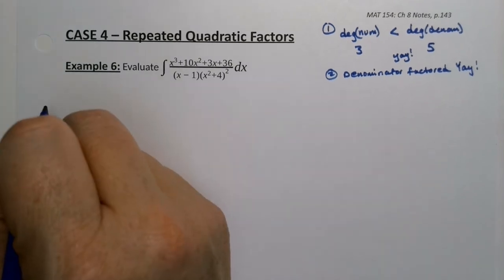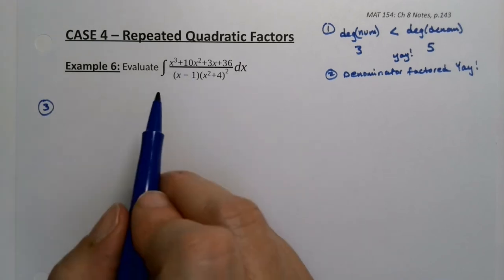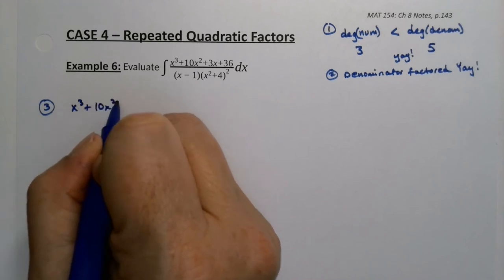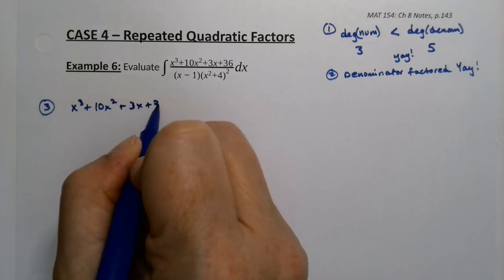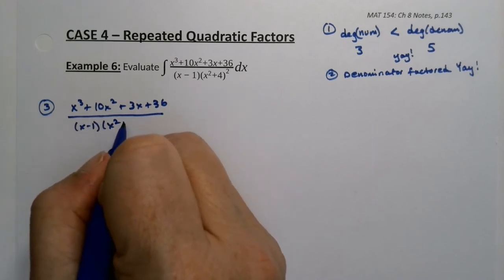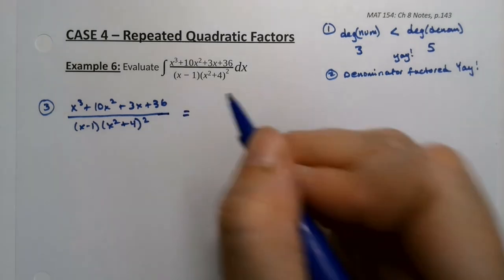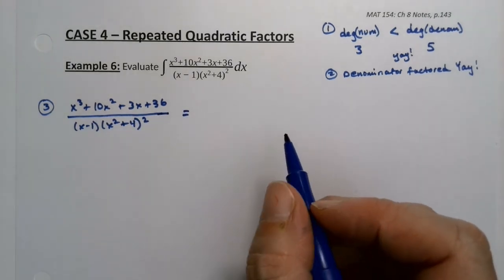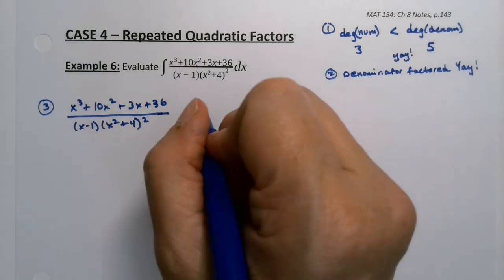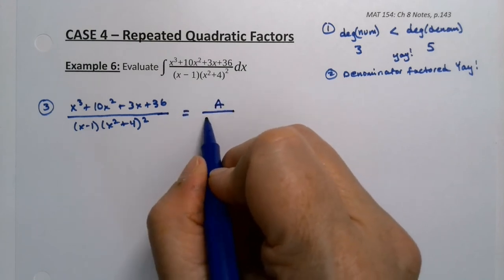All right, so step 3. I'm going to rewrite this with repeated quadratic factors. So it's x cubed plus 10x squared plus 3x plus 36 over x minus 1 times x squared plus 4 squared. Don't write the integral symbol. It's just not necessary. We're not worrying about integration until the next page. Okay, so we have all of that. It's equal to, now the linear term is easy. That's A over x minus 1.